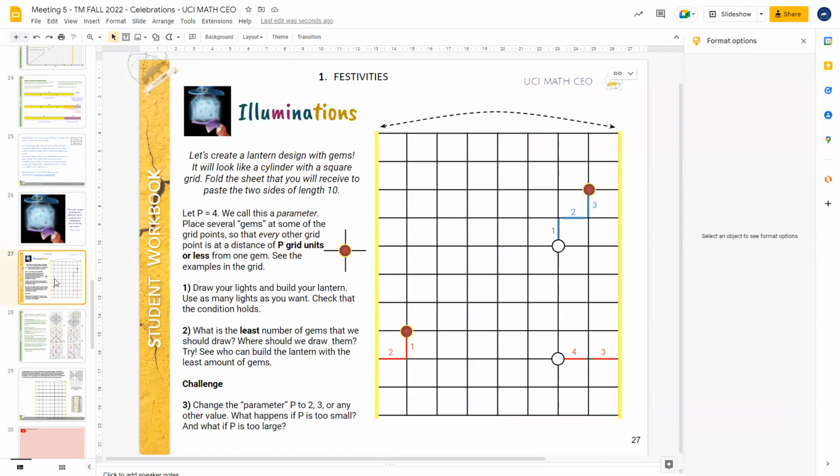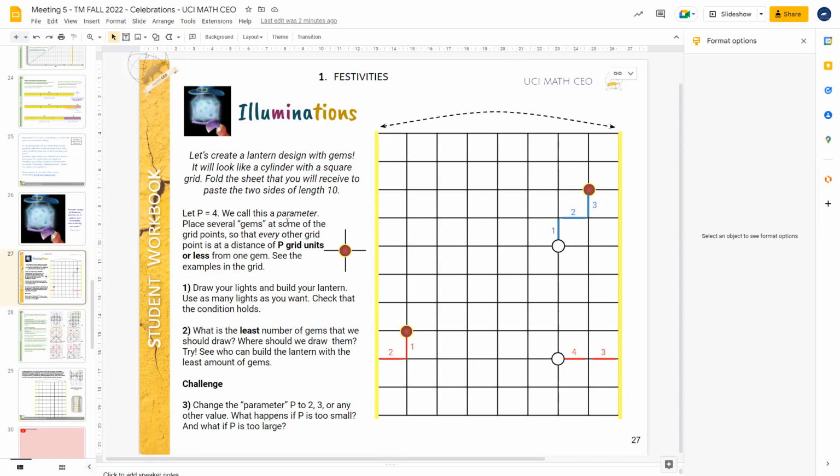Fold the sheet that you will receive to paste, identifying the two sides of length 10. So we're going to understand what it means. We just fold this. You have this piece of paper, and you fold it so that the grid points or the lines here are totally pasted. So you end up with this roll.